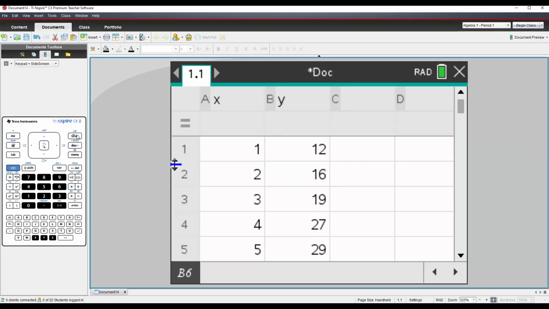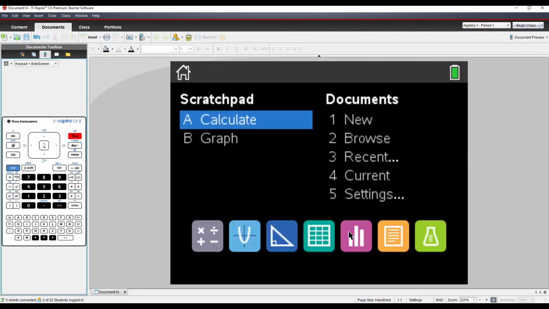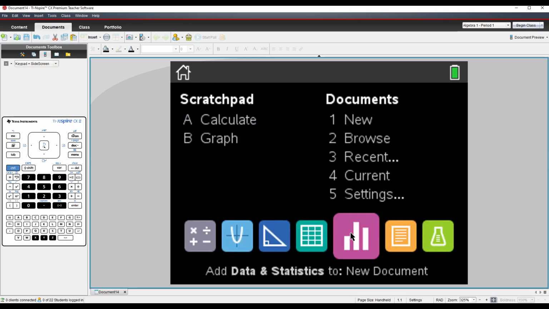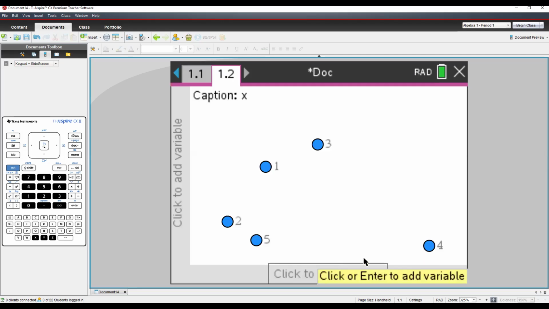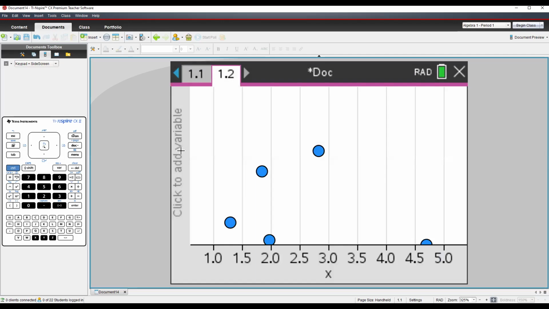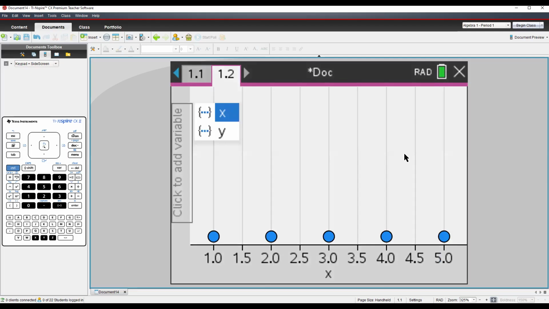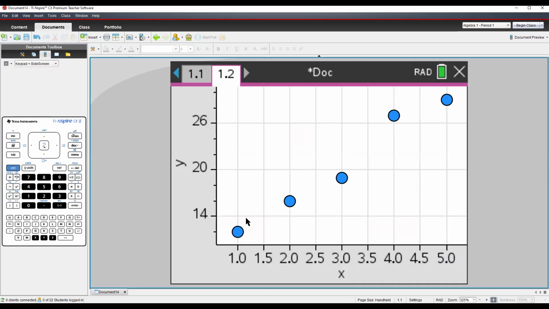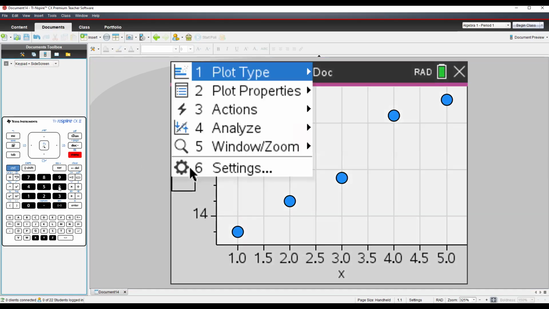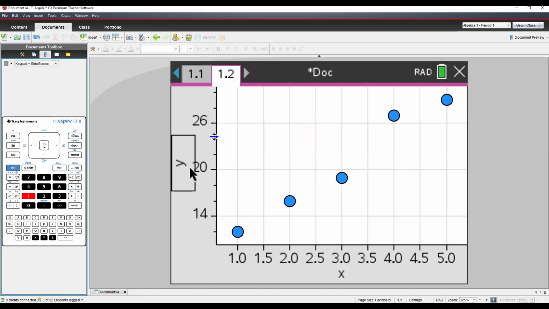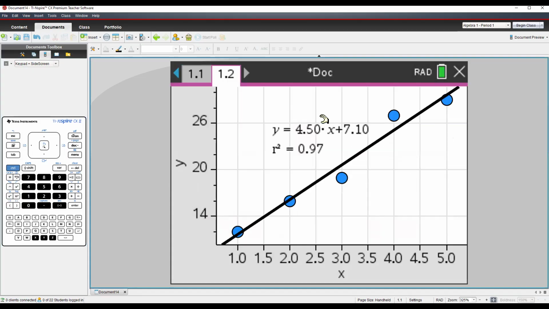We're going to go to the main home screen and we're going to go to the purple data statistics. Down here we're going to put the X for the X-axis. Over here we're going to put Y for the Y-axis. It doesn't matter what the graph looks like. We know it's a linear regression, so we're going to use menu 4, 6, and then 1. And it's going to give us the equation. Now, this is being rounded to 2 decimal places.